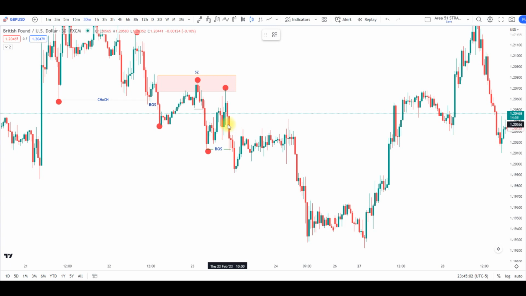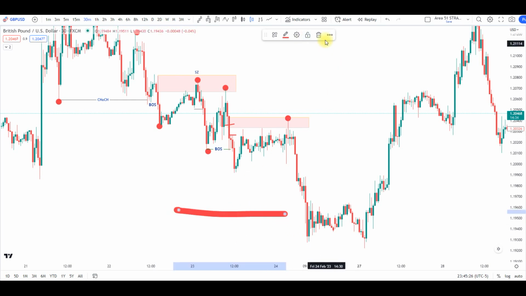So if you look here, there is some type of imbalance between here and here. What happened after that is the price went back all the way to realign with the external market structure. So this is going to be your selling point here, guys.